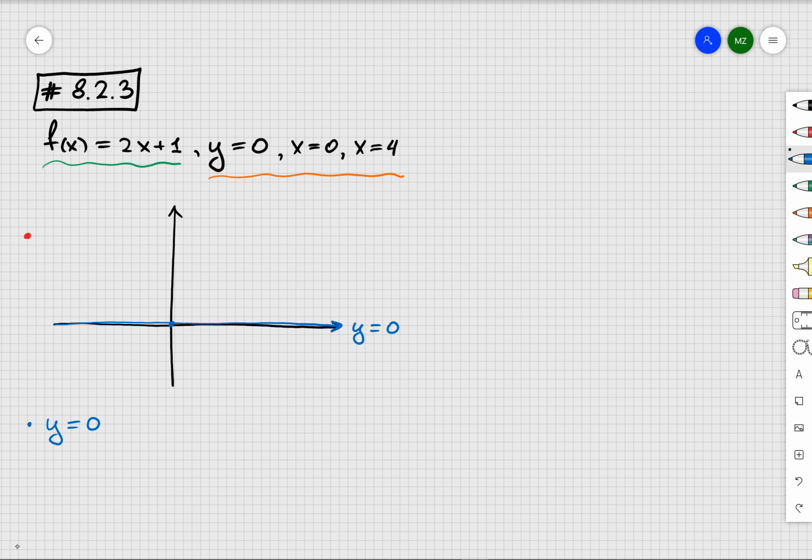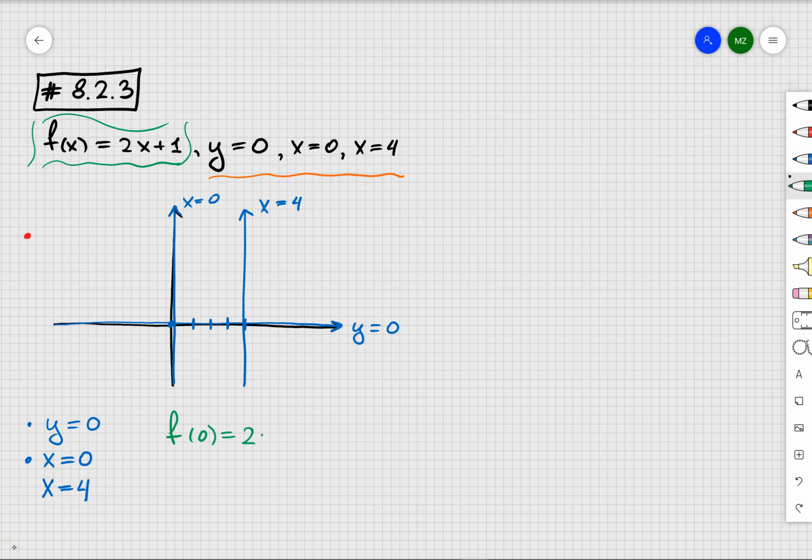So first let's sketch y is equal to 0 and actually let's try to visualize our restrictions. y equal to 0 is just the x-axis, and we know that x equal to 0 is the y-axis, and for x equal to 4, I'm going to just draw a line parallel to the y-axis that goes through the point x equal to 4. My region is going to be between these two parallel lines.